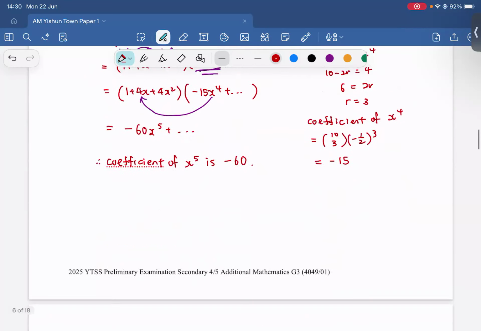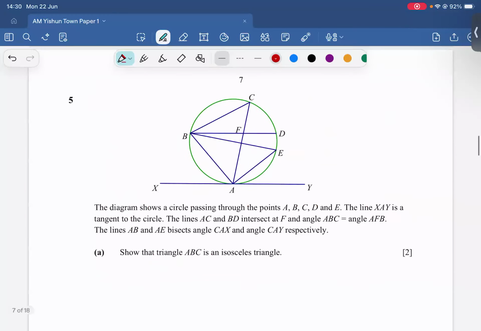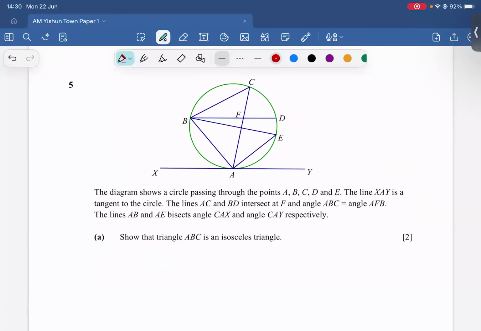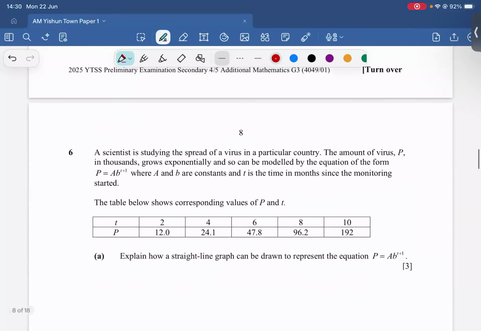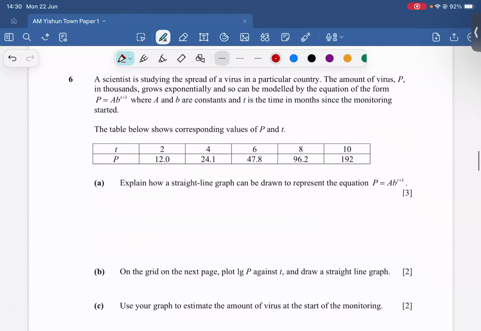Okay, let's move on. Plane geometry. I think I will skip because most of you haven't done this yet. It's one of the more difficult chapters. Okay, next. Question 6, linear law. I will try my best to do it here.